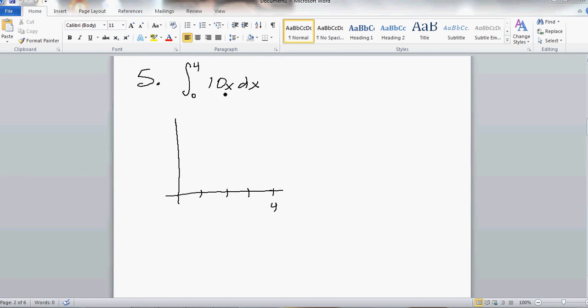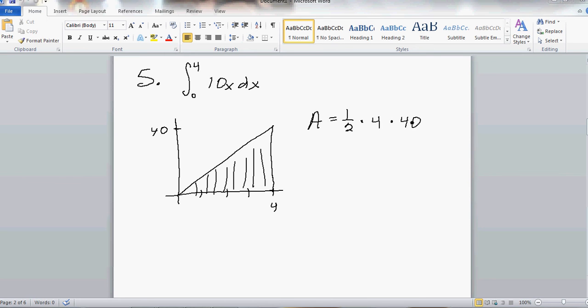And we need to graph 10x. Well, 10x would be 0 at x equals 0, a straight line all the way up to 40. And so from 0 to 4, we've got this right here, which is a triangle. The area of that triangle is 1/2 base times height. Well, the base is 4, and the height is 40. 1/2 times 4 times 40 is 80. Now that's the area using the geometry.